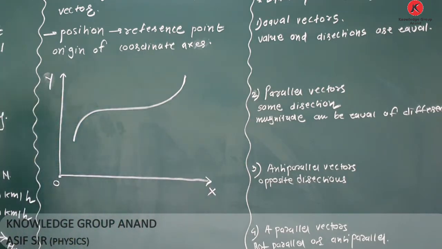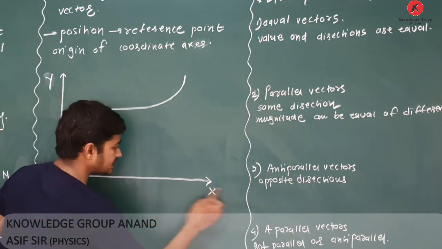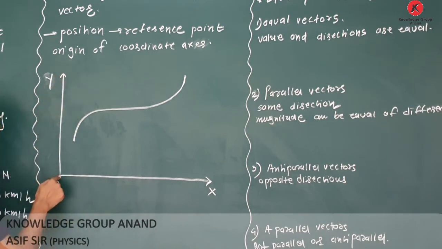See, the x-axis, y-axis and z-axis are perpendicular to each other, and their intersection is called the origin. So here in this case you have to define the position of each and every point with respect to O.